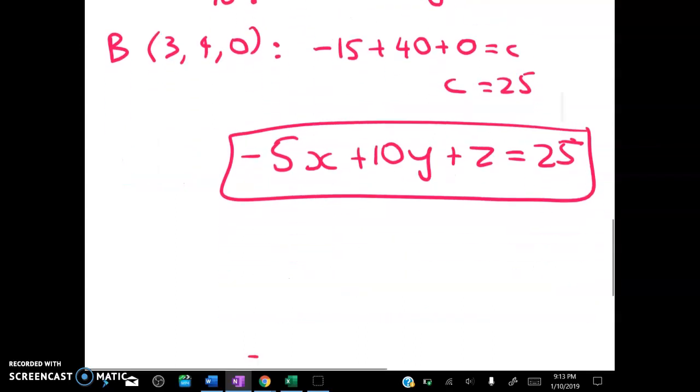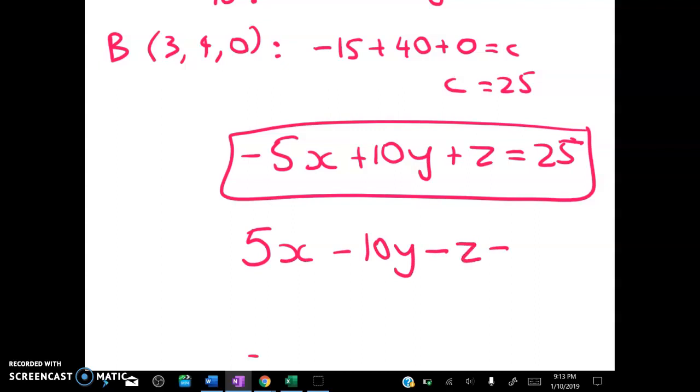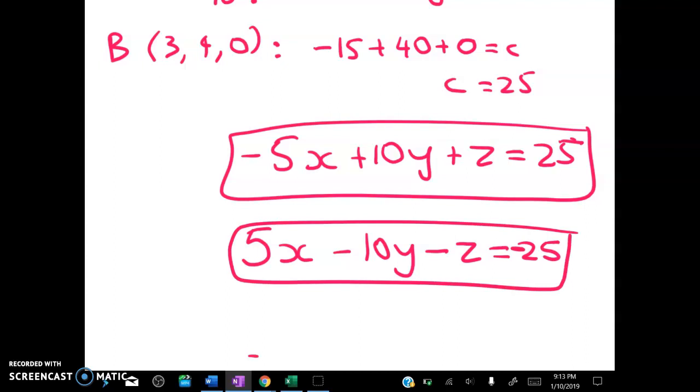I'm sure you'd get 4 marks for that, but it's really ugly, so let's change it over to this. 5x minus 10y minus z is equal to negative 25. So there you go. That's the first part of the question done.